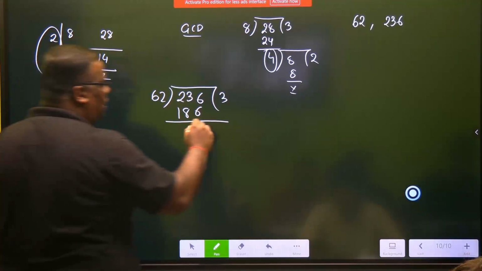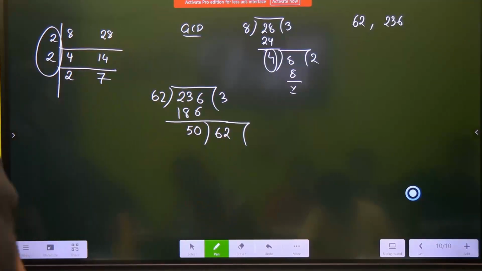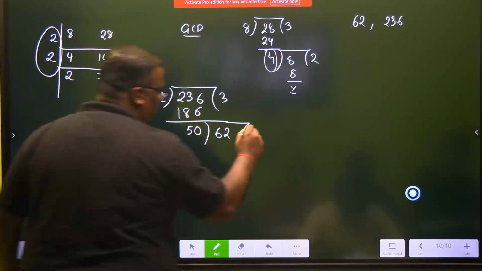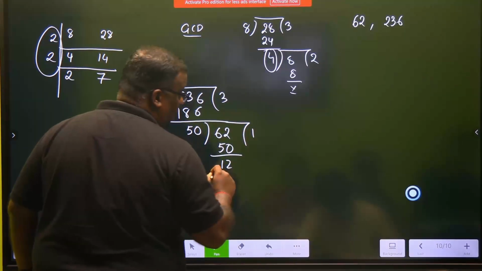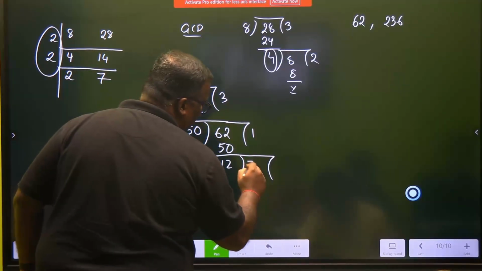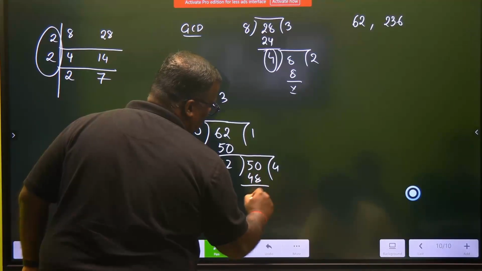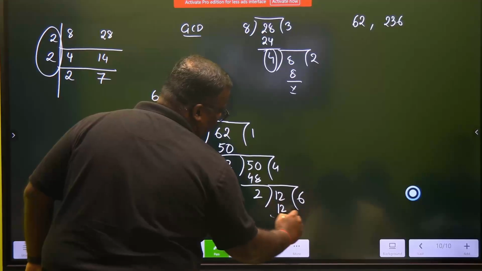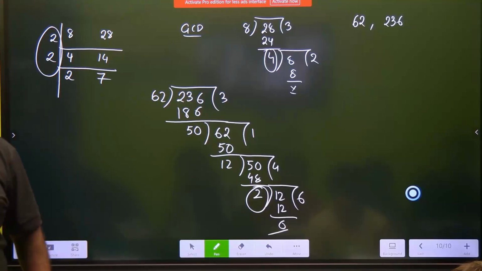Now 50 will become your divisor and 62 becomes your dividend. Shall we? So it will go how many times? 5 1s are 50. 12. With 12 you will now try to divide 50. So 12 4s are 48. Now you have 2, and with 2 you will try to divide 12. 2 6s are 12. You have to get this 0. This is your HCF. The last divisor is your HCF.